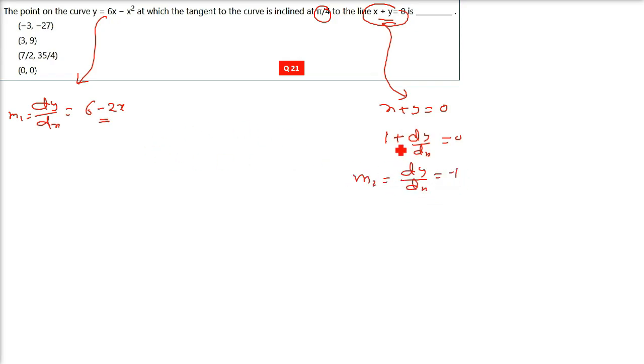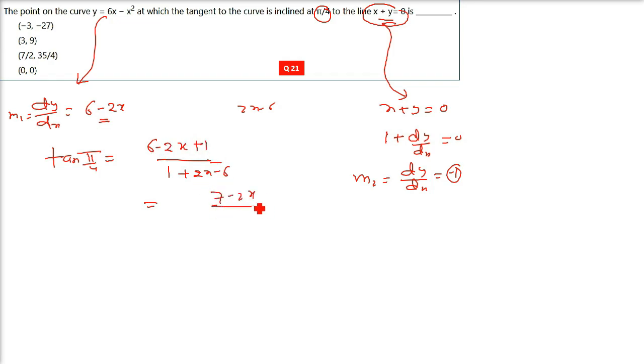So m1 is 6 minus 2x, m2 is -1, and the angle between these two is given in the question as pi by 4. That is, tan theta, which is tan pi by 4, is 6 minus 2x minus of -1, that is, this is plus 1, divided by 1 plus m1 into m2. 1 plus 6 minus 2x into -1 is 2x minus 6. You can write it because multiplying by -1 changes all the signs. So this is going to be 7 minus 2x divided by 2x minus 5. So this is equal to tan pi by 4.